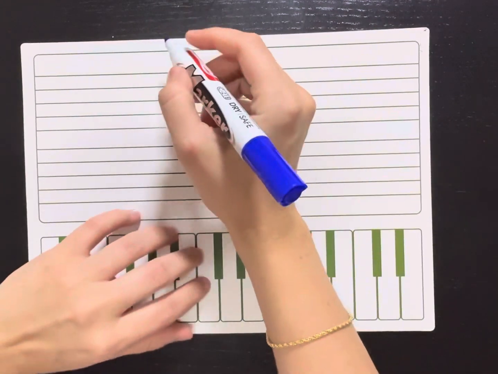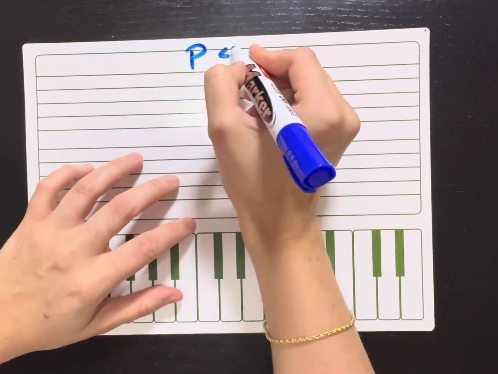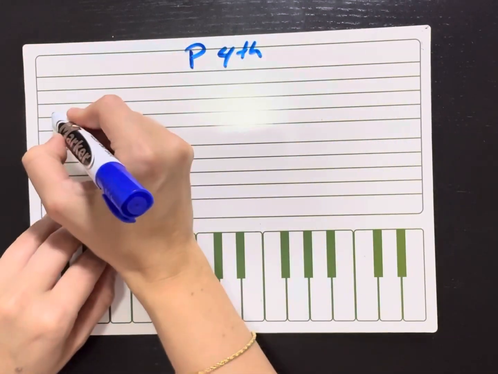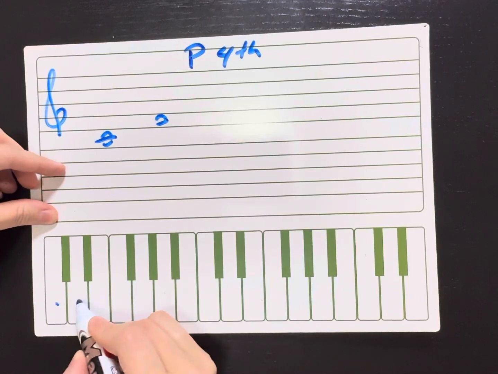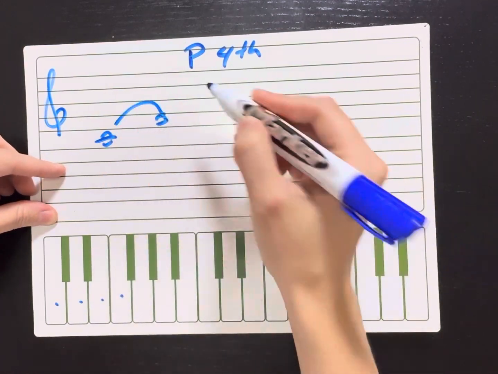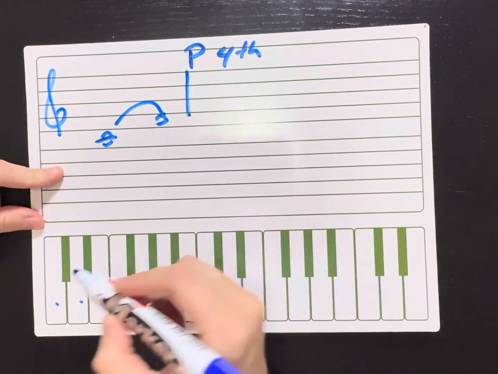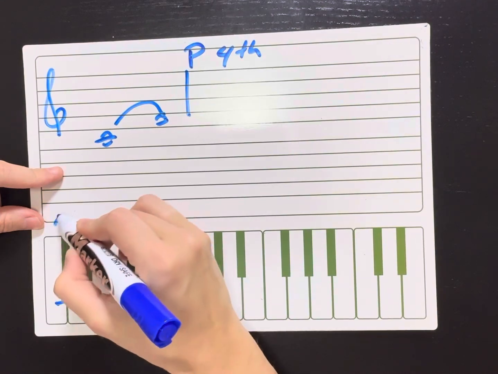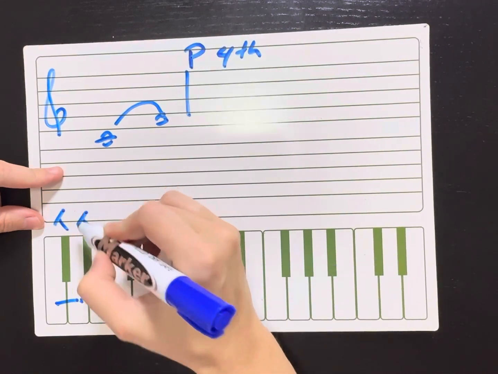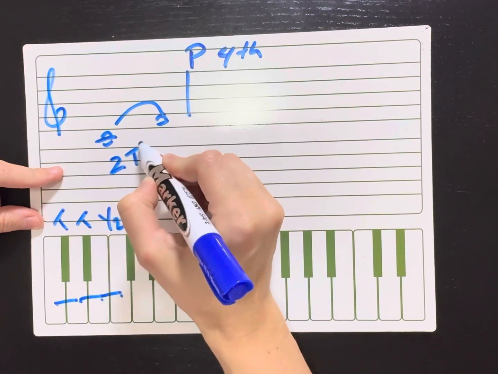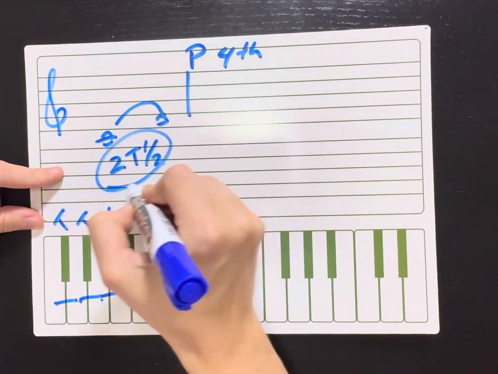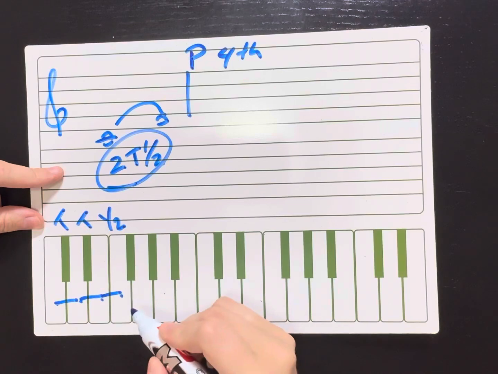Let's start with the perfect fourth. A perfect fourth spans four letter names. For example, from C to F: C to D to E to F. Now, to check if it's perfect, we count the tones. C to D, one tone. D to E, one tone. E to F, semitone. That makes 2.5 tones, which is exactly what a perfect fourth is. So, C to F is a perfect fourth.